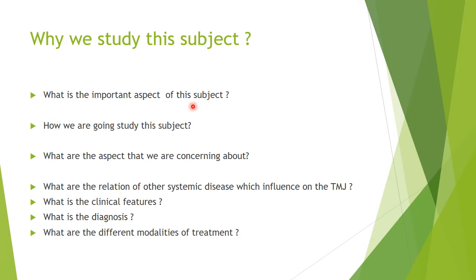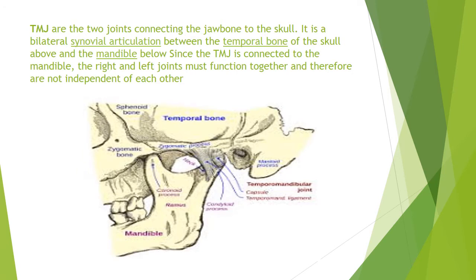Please try to concentrate with me in order to understand the importance of the temporomandibular joint. At the beginning, let me give you an idea about this type of joint. The temporomandibular joints are two joints connecting the jawbone to the skull. It is a bilateral synovial articulation between the temporal bone of the skull, this area, and the mandible below.